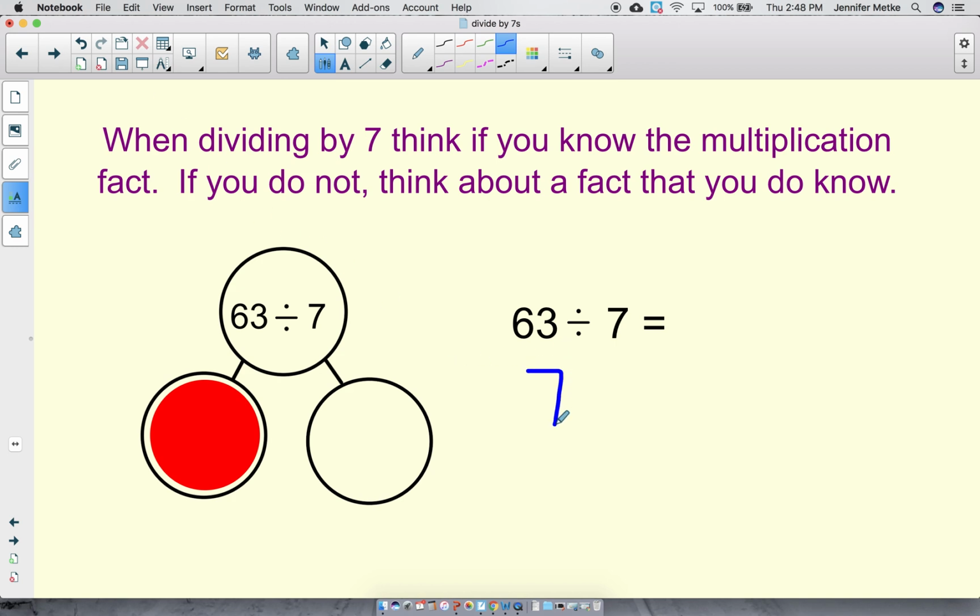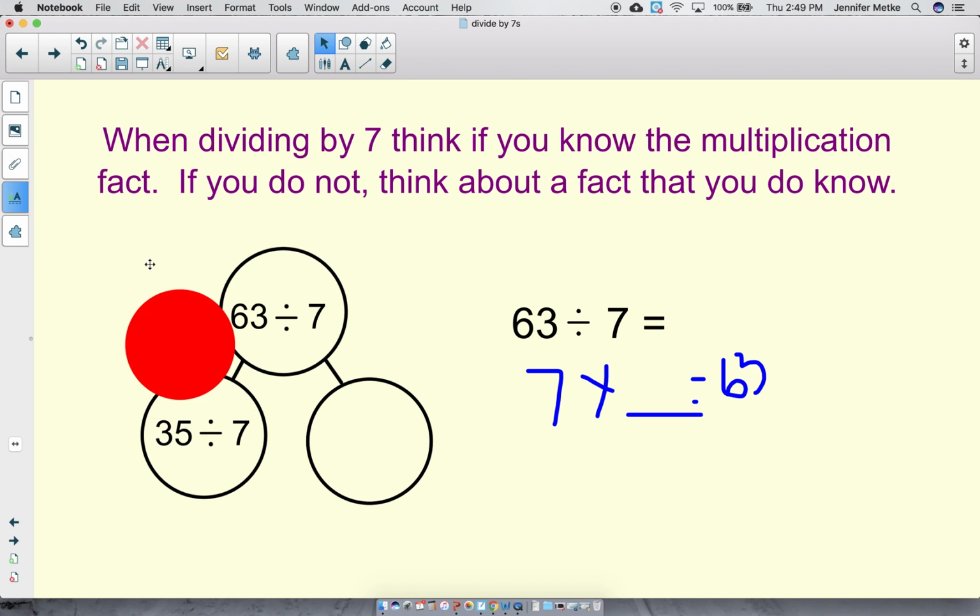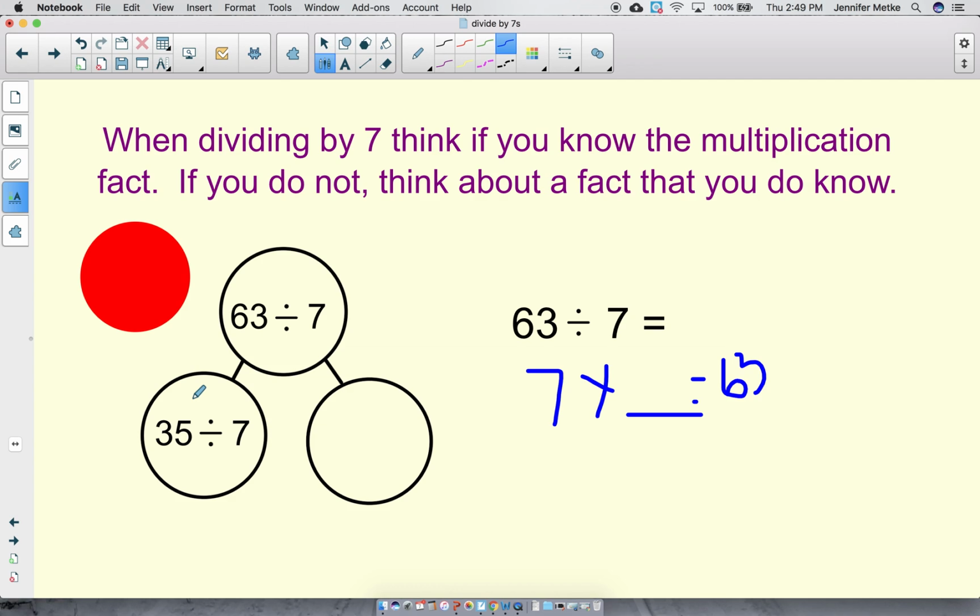So again, just to review, when dividing by sevens, the most efficient strategy is to think multiplication. I'm going to think 7 times what equals 63. If I know that, I'm done. I can enter that as my quotient and I'm good to go. But if I'm not sure about that, I'm going to break this up into smaller divide by 7 facts in order to make it usable for me. So I'm going to think, what fact do I know? Maybe it's close to 63 that I could use to help me. Well, I'm going to use 35 divided by 7. And as I've said in this video and other videos, fives are pretty helpful. They're easy facts to remember.